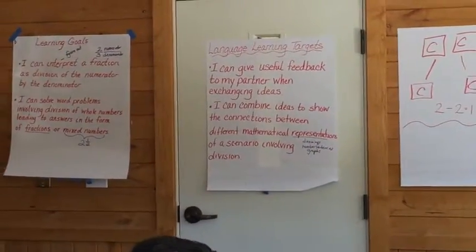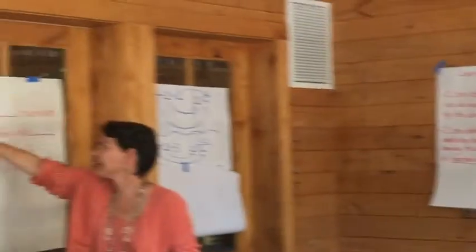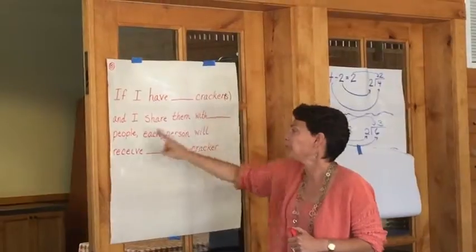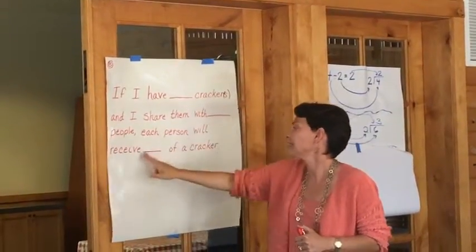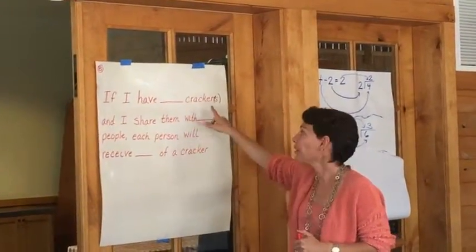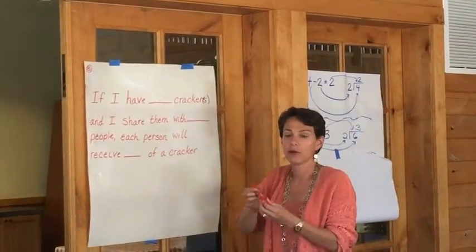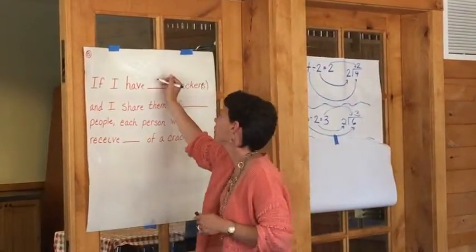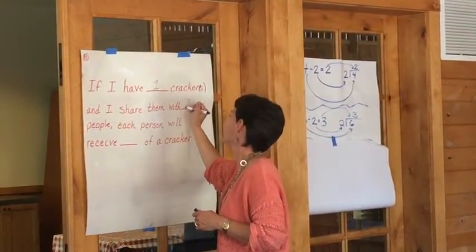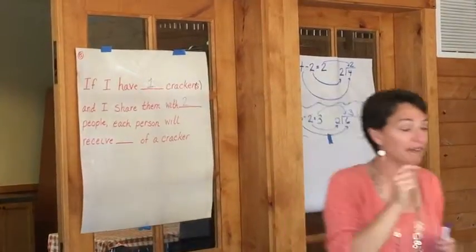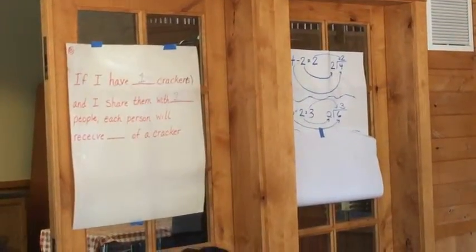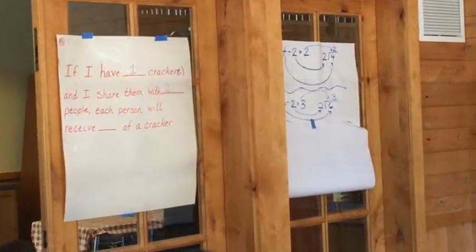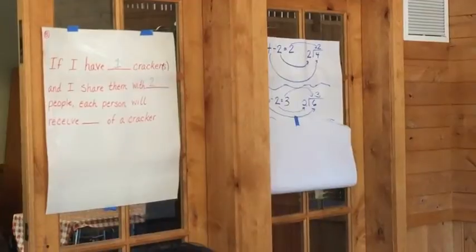Let's look at this sentence frame a second. It says, if I have blank crackers and I share them with blank people, each person will receive blank of a cracker. So in this scenario, how many crackers do we have? 1. And I'm sharing them with how many people? 2. Okay. So what I have to figure out is what my answer is going to be. How much is each friend going to have? Who'd like to share their whiteboard with how they solved it?